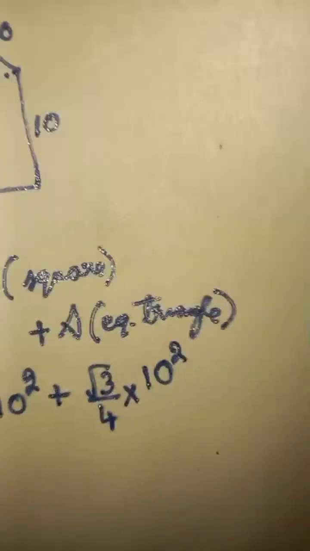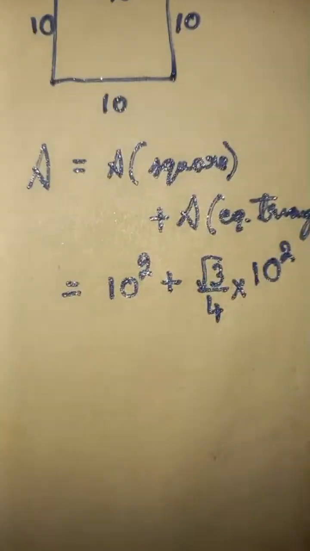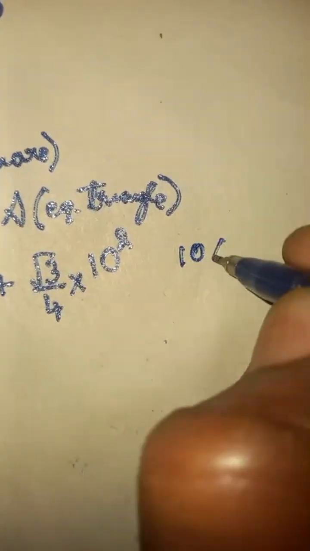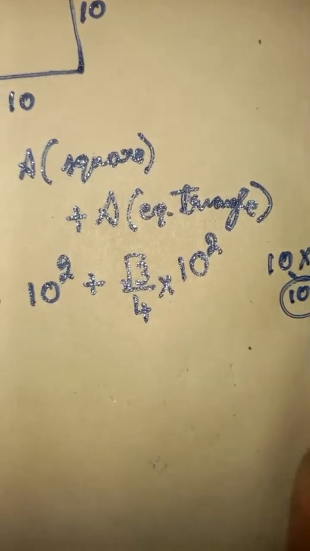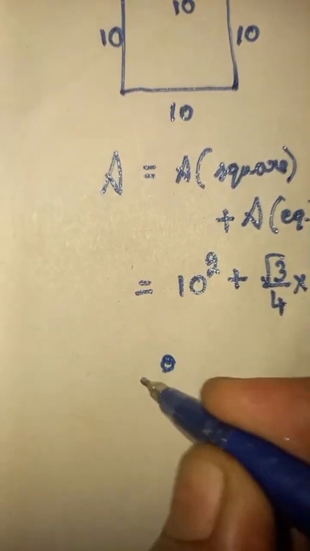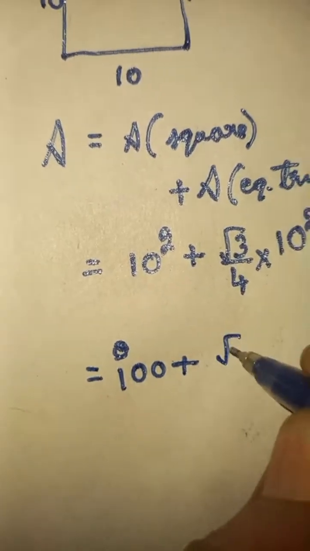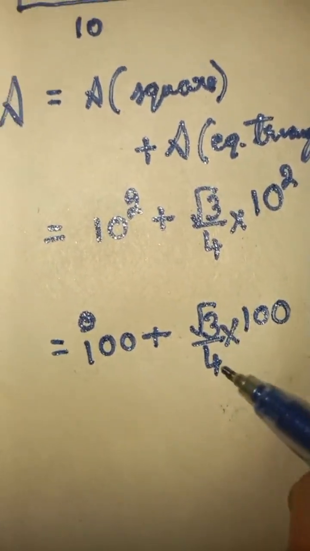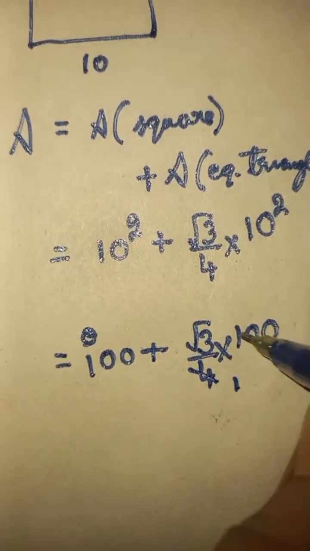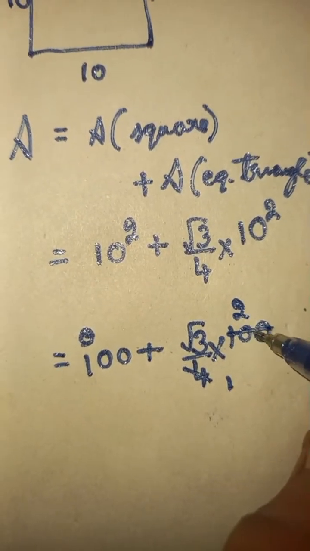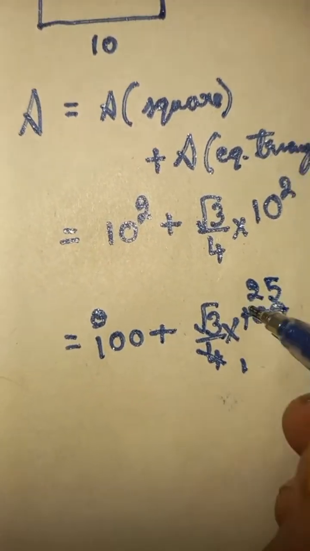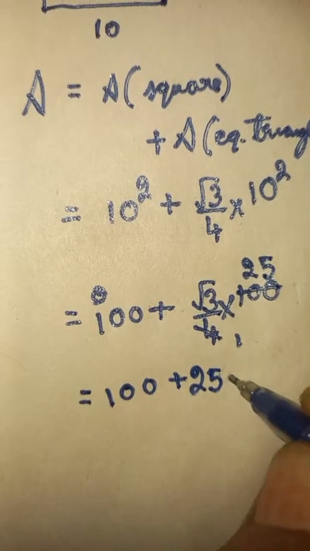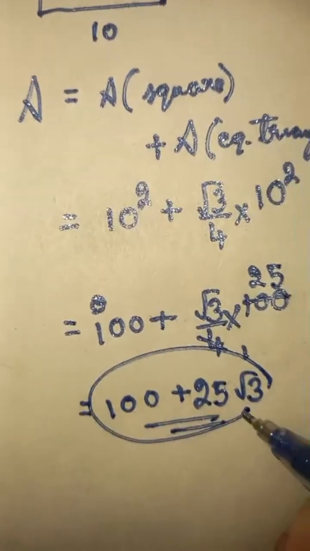Now let's simplify. 10 square means 10 times 10, which becomes 100. So this equals 100 plus root 3 by 4 times 100. Now you can divide 100 by 4: 4 goes 25 times. You get 100 plus 25 root 3 square units.